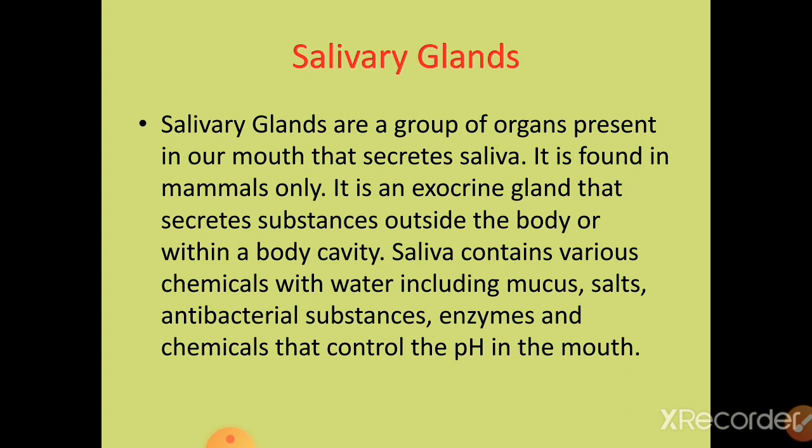within a body cavity. So what is this saliva, what is present in it? Saliva contains various chemicals with water, including mucus, salts, antibacterial substances. Please remember your saliva is antibacterial. It also contains enzymes and chemicals that control the pH in the mouth. So it has got various functions also. We'll come to this later. It is very, very important to have saliva secreted in your mouth. If it is not secreted, it becomes very difficult for us to chew our food, to swallow our food, as well as speak.